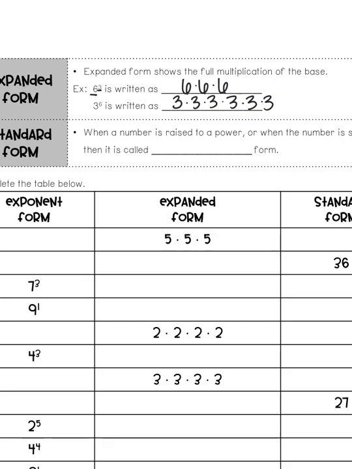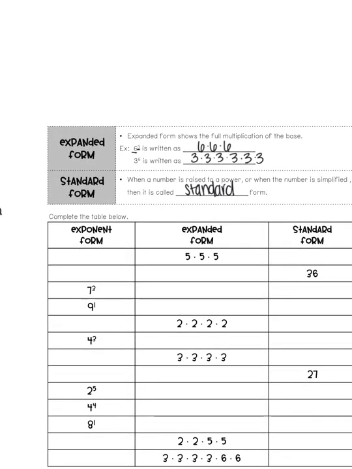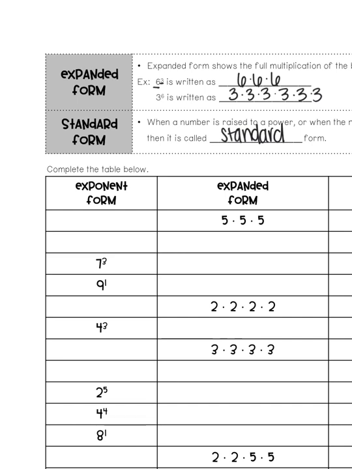Then when it's raised to a power and you simplify it and write it the normal way, it's called standard form. Exponent form is when it's written before it's actually solved. So if this one is 5 times 5 times 5, then in exponent form, that would be 5 to the third power, because I have 1, 2, 3 5s.